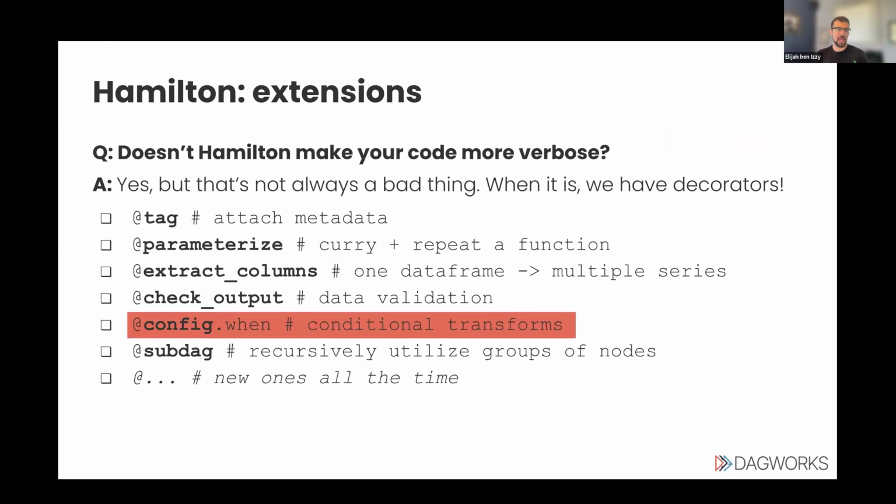So you're probably asking, doesn't Hamilton make your code more verbose? You have to write functions now instead of individual lines operating on the same data frame. I want to say yes, but that's not always a bad thing. In most cases, that's probably a good thing if you do it right. But when it is a bad thing, we have decorators. These decorators you can think about as macro DAG operations that enable you to change the shape of your DAG and make it a little more concise. There's a bunch of them, and there's a whole algebra here. But the one you need to know about for this talk is called config.when, which allows you to use a static configuration parameter to choose between different implementations of the same node or function.